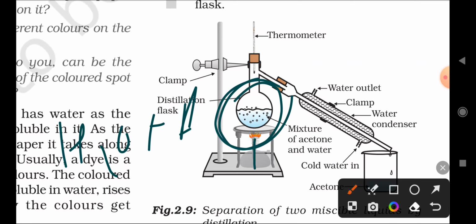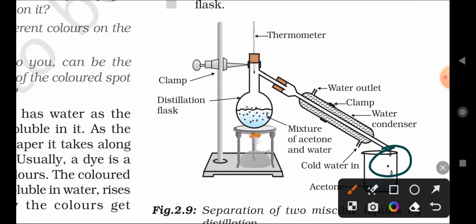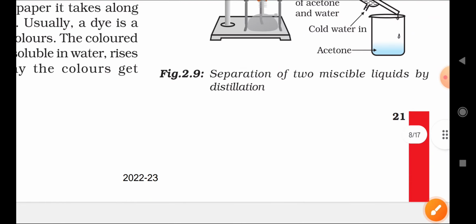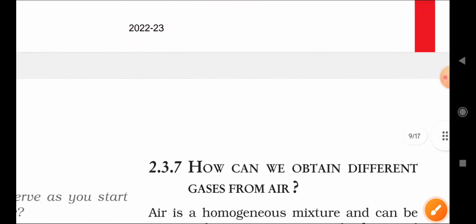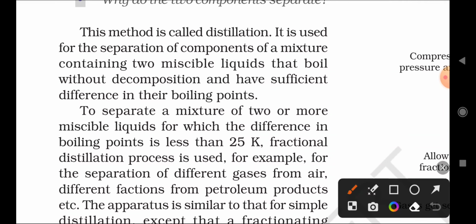So the acetone gets vaporized and transfers to the water condenser, and after passing through the condenser it comes out of the condenser outlet in a drop-like manner, separated from the water. We collect the acetone, and the remaining water stays in the distillation flask. This method is called separation of miscible liquids by the distillation method.